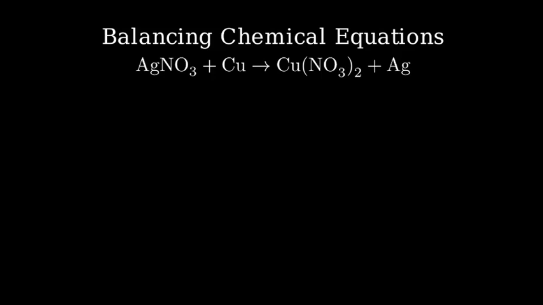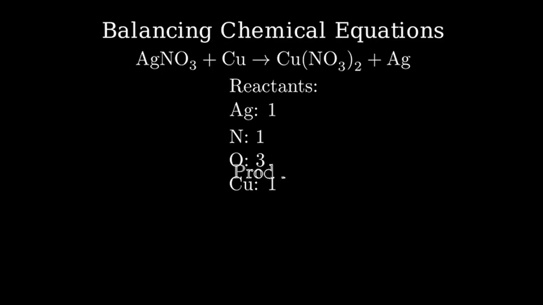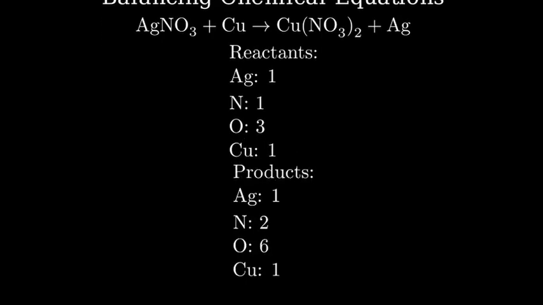Now, let's count the number of atoms for each element on both sides of the equation. On the reactant side, we have one silver atom, one nitrogen atom, three oxygen atoms, and one copper atom. On the product side, we have one silver atom, two nitrogen atoms, six oxygen atoms, and one copper atom.